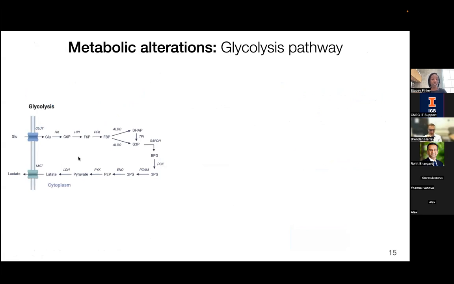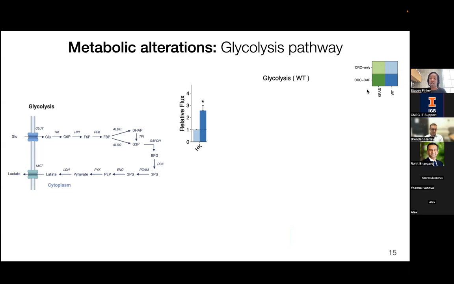So we can start by looking at glycolysis, and I show the schematic here, but then we can look at what are the fluxes through each of the reactions in the glycolysis pathway. Again, just orienting you to what I'll be showing, the relative flux for cells that have a wild type KRAS, for cells that have mutant KRAS, and those that are remaining in CRC only media, so the light colored bars, versus those that are switched to CAF conditioned media.